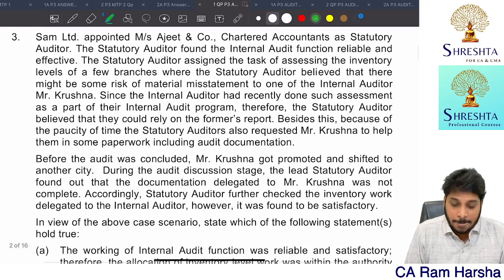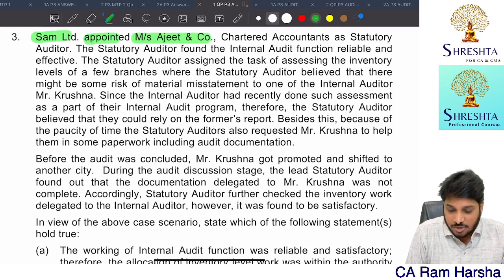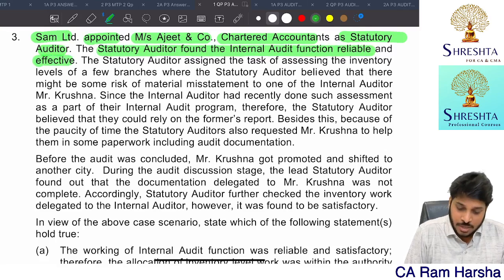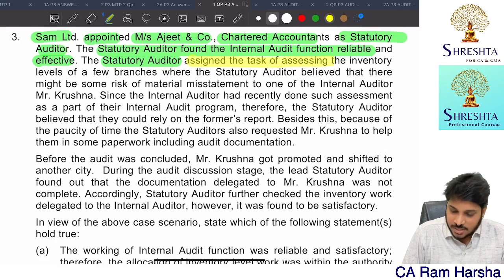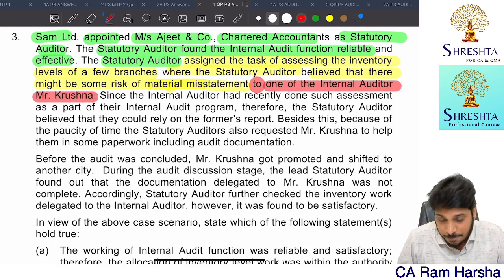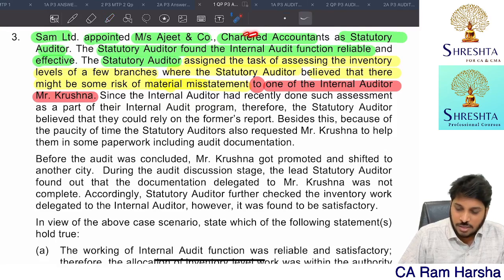Next, third one. Sam Limited appointed Messrs. Ajit and Co. Chartered Accountants as statutory auditor. The statutory auditor found the internal audit function was reliable and effective. So the statutory auditor assigned the task of assessing the inventory levels of a few branches, where the auditor believed there might be some risk of material misstatement, to one of the internal auditors, Mr. Krishna.